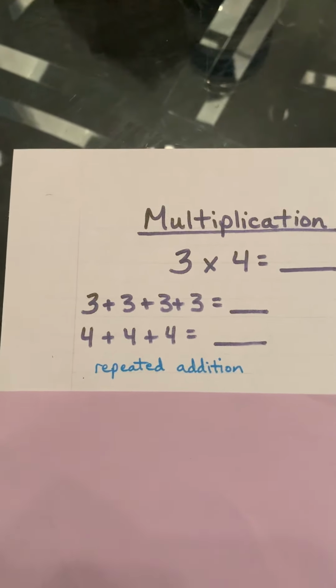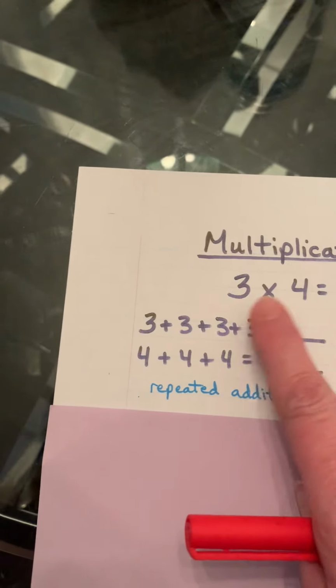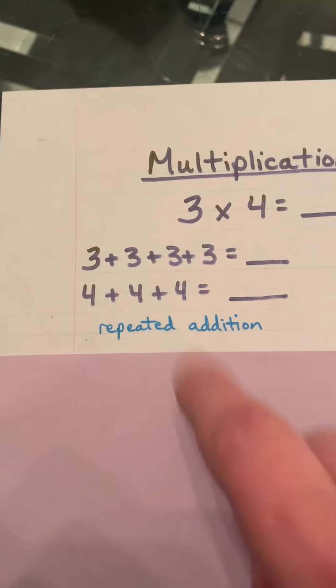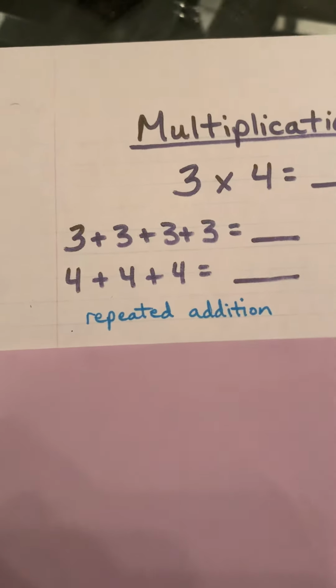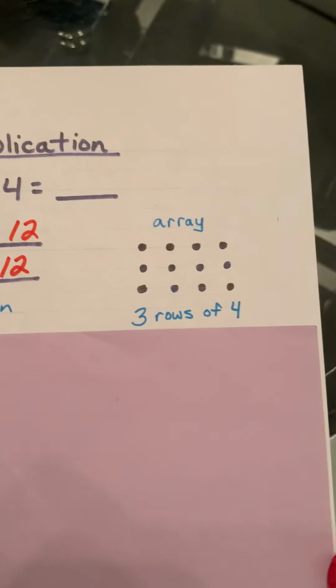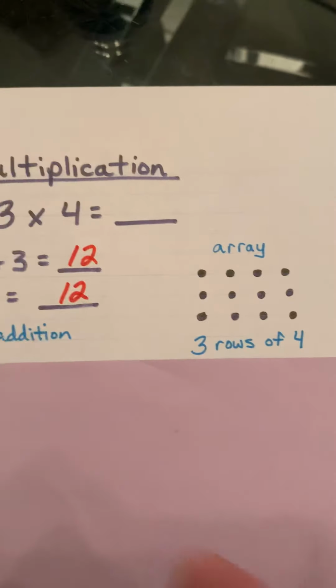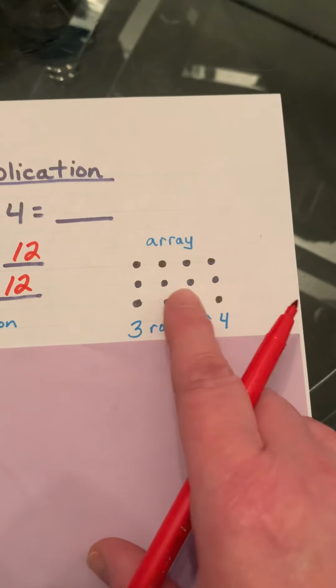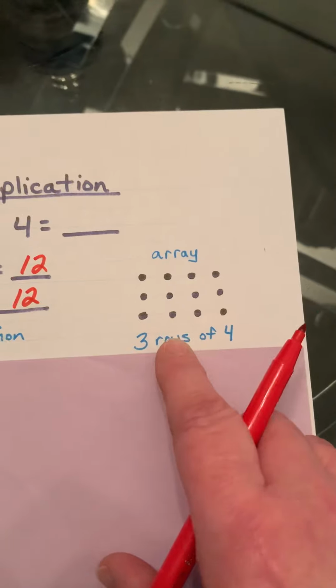I could also flip it around and think 4, 3 times. 4 plus 4 plus 4 is also 12. Another way to think about multiplication is in an array. I have 3 rows of 4 because here's my 3 times 4. 3 rows, 4 each: 4, 8, and 12.